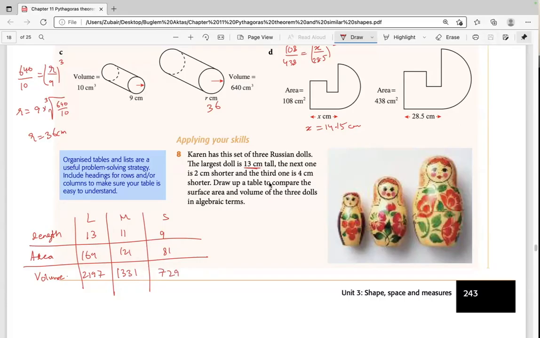729. And now to see the second requirement, it says draw up a table to compare the surface area and volume of the three dolls in algebraic terms. So if I say largest, medium, and smallest, if I say largest was x, so medium would be x minus 2 and the smallest would be x minus 4. Now for the areas, what we do is x square, x minus 2 whole square, x minus 4 whole square. And for the volume it is x cube, x minus 2 whole cube, and x minus 4 whole cube.